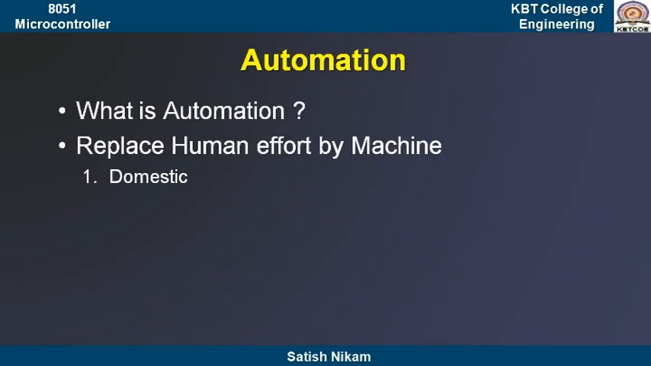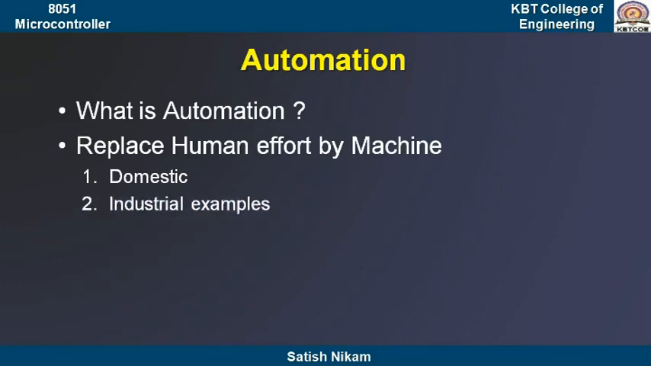We can take different examples, domestic examples. In our house, we can use a washing machine. We just put the clothes inside the washing machine. The washing machine will take the quantity of detergent it requires, the quantity of water it requires, and the whole process of washing is carried out by that washing machine, and we will get clean clothes at the end. Oven is also one example for domestic purposes.